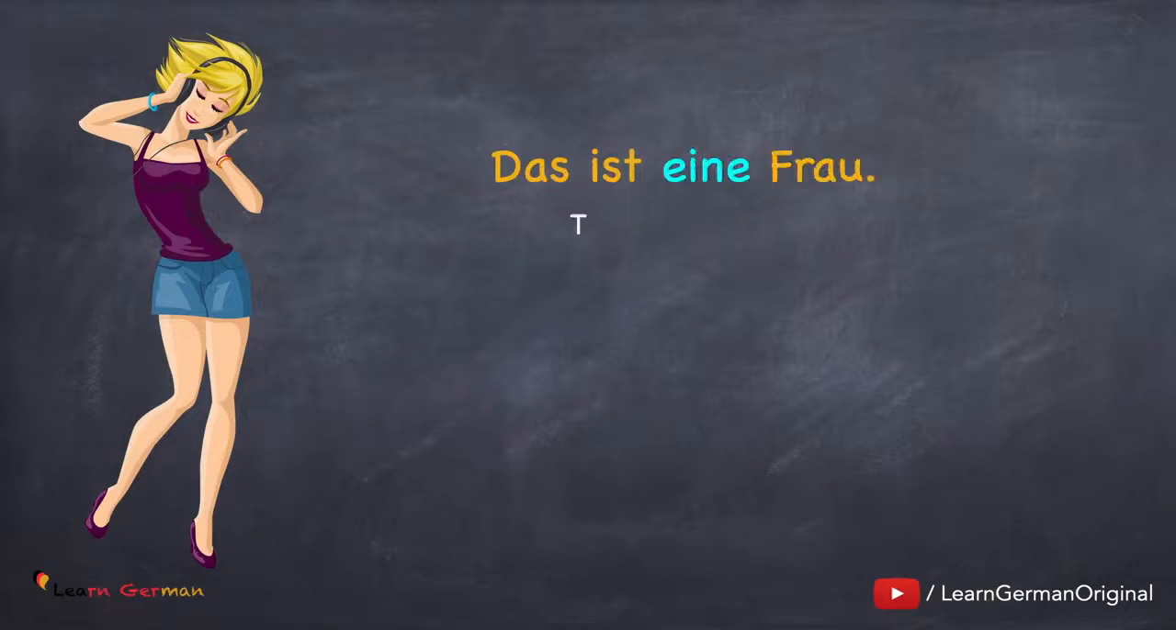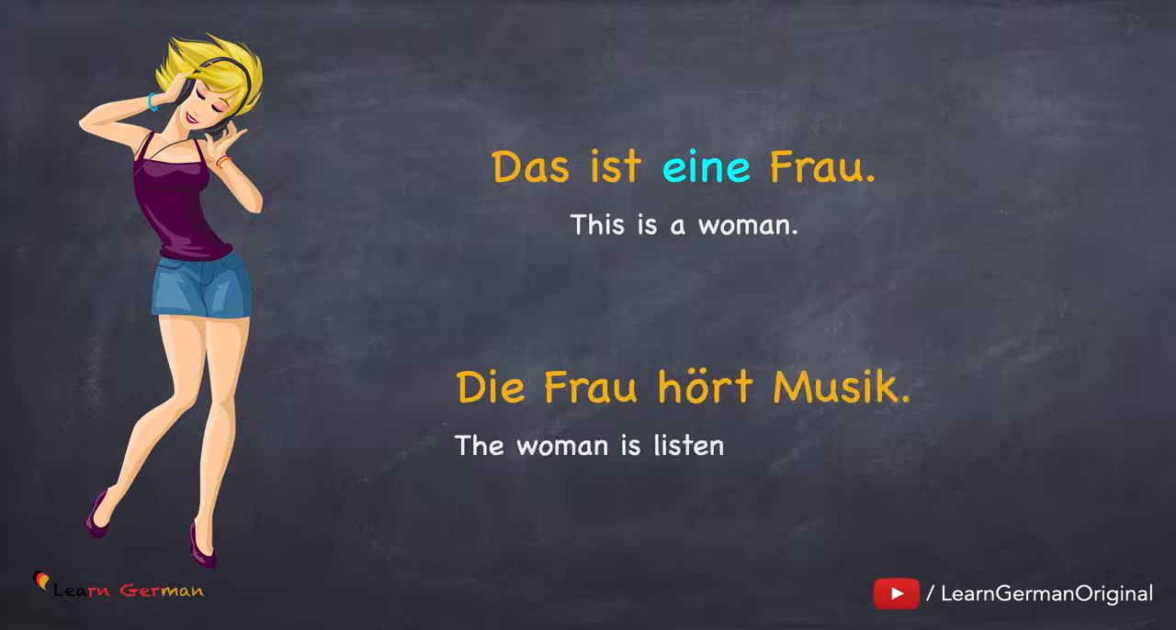Let's look at the next sentence. Das ist eine Frau. Die Frau hört Musik. In the first sentence, we are not talking about any particular woman. Hence, we use the article eine. But in the second sentence, we are talking about the same woman from the first sentence. Hence, we use the article die. When the bestimmte Artikel is die, then the unbestimmte Artikel is eine.